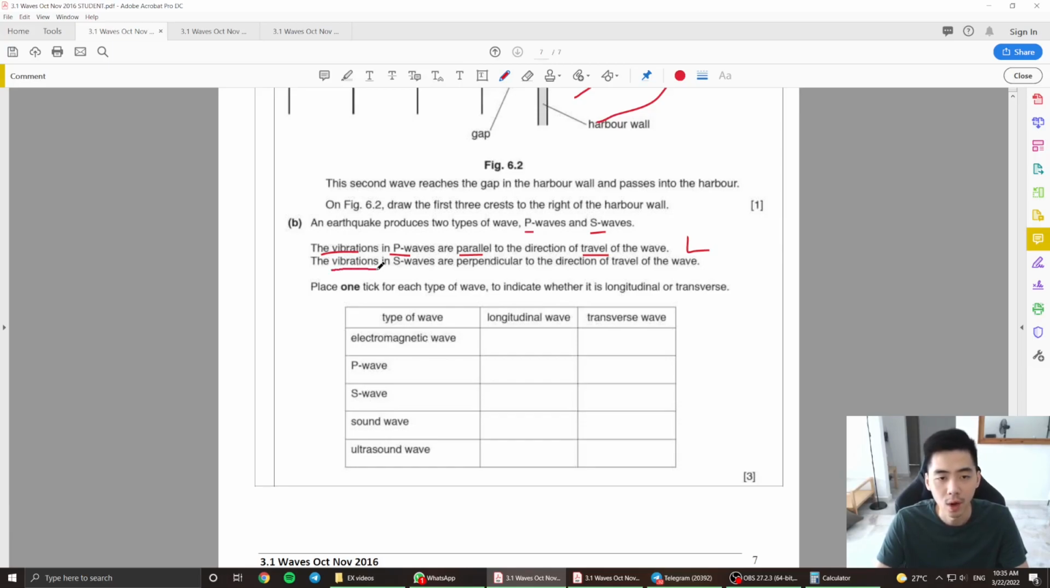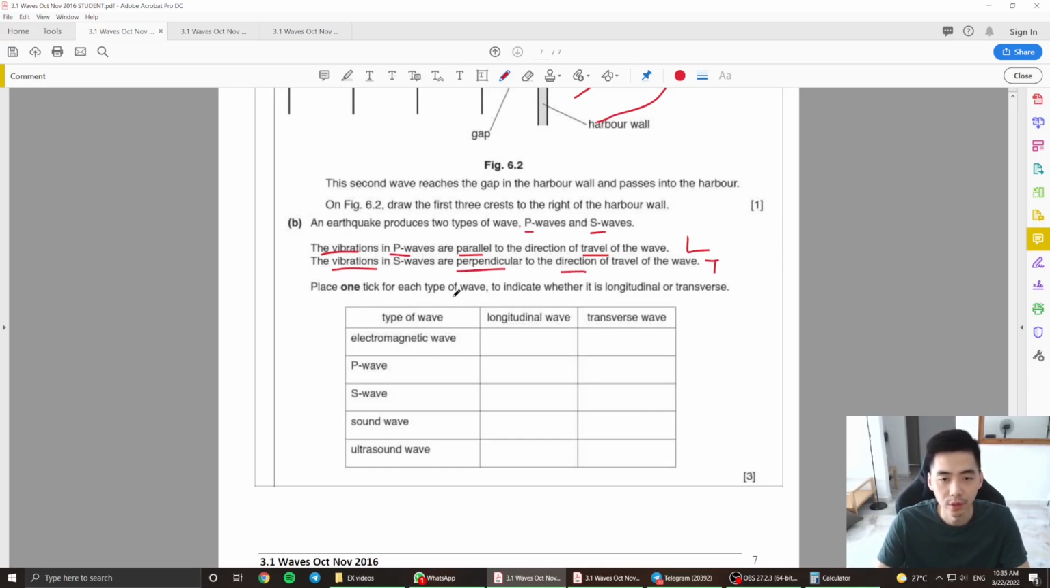And then after that, the vibration, propagation, that's the word, propagation. The vibration is parallel with the propagation. And the vibration in S waves are perpendicular to the wave here, this is obviously a transverse wave because the vibration is perpendicular to the propagation of the wave, right?